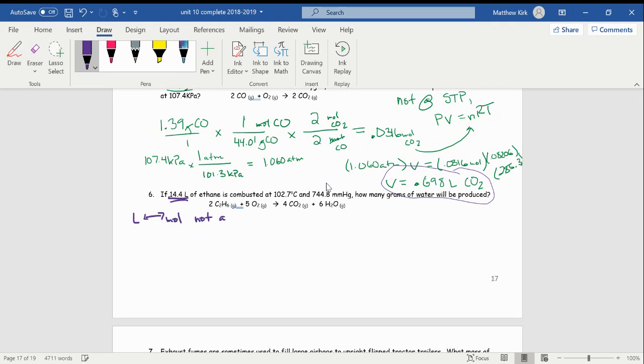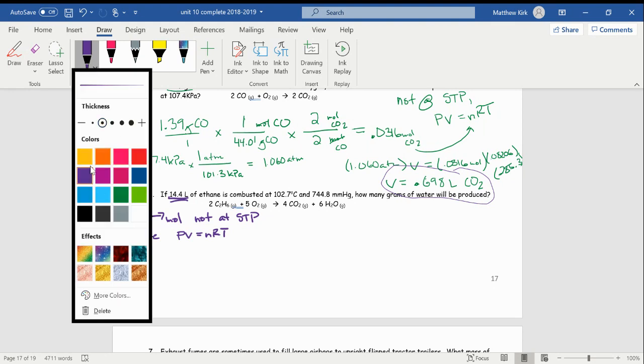So again, if we're not at STP, we have to use PV = nRT. So I need to start plugging things in. I start with my pressure. Because again, first thing I need to do in this problem is get liters of ethane to moles of ethane. But I can't use 22.4, but because I have volume, I have a temperature, I have a pressure, the ideal gas law has all of those, I can plug everything in and I can solve for moles.